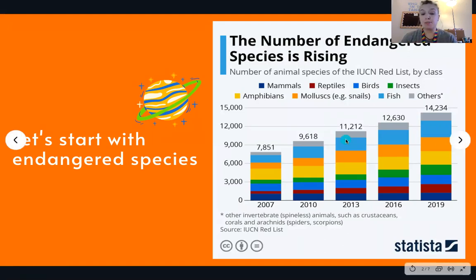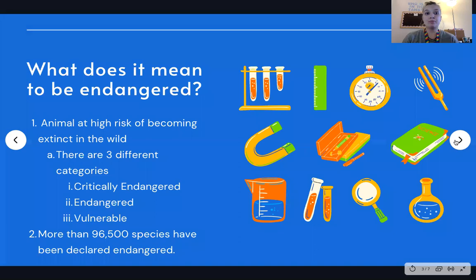So the number of endangered species has actually risen a lot from 2007 to current numbers, and we can see how they're broken down up here. So we have mammals, reptiles, birds, insects, amphibians, mollusks, and fish. We mostly have a lot of fish that are endangered, but our mollusks and our amphibians have started to go up. And we can even see the number of reptiles throughout those years has gone up as well. So it's been a lot. We got a lot of crazy stuff going on.